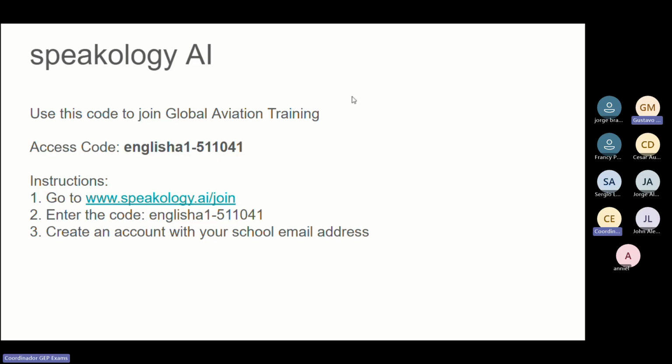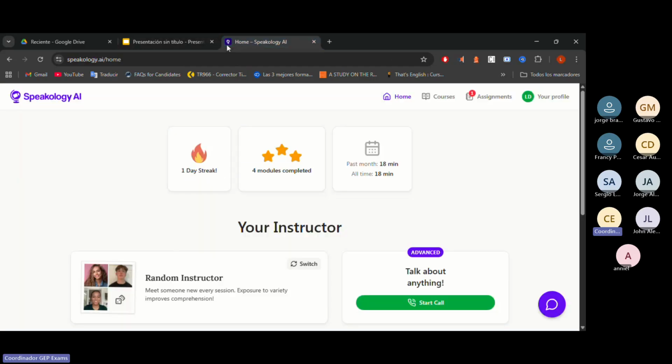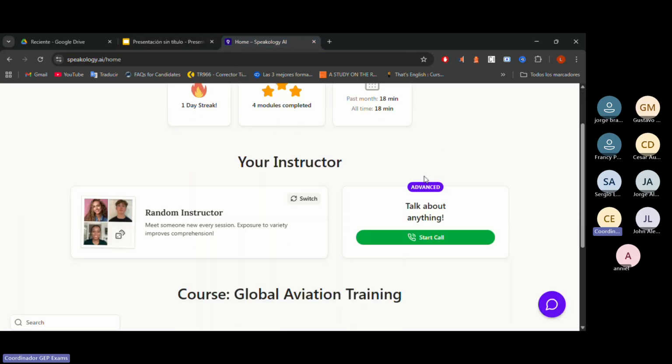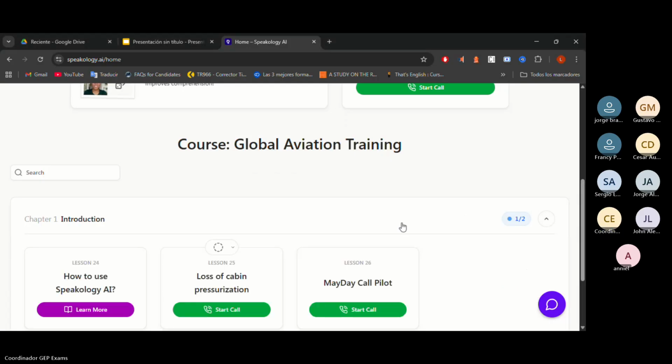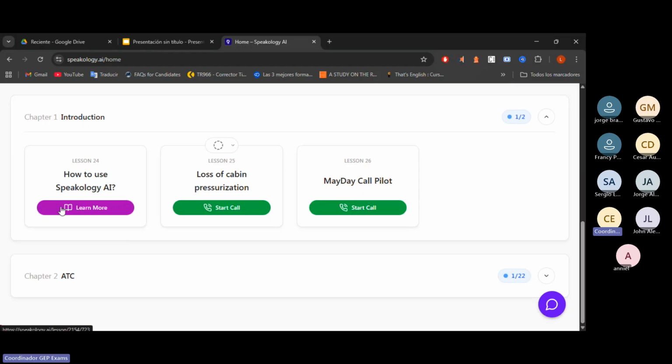Once you have created your account, you're going to find something like this. In this part, you have the introduction, how to use the artificial intelligence. This platform is going to work as an online teacher. So if you want to practice this one, lost cabin pressurization, you just go in here and start a call.